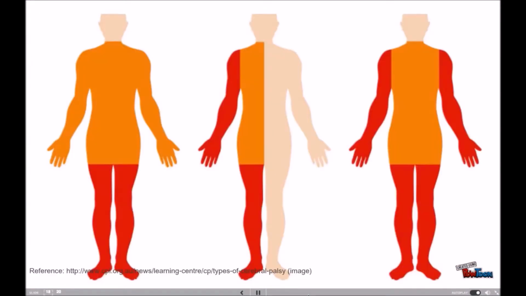There are different ways that the body can be affected in cerebral palsy. Diplegia involves muscle stiffness that predominantly affects the legs, with the arms being affected to a lesser extent. Hemiplegia involves the inability to accurately move the arm and leg on one side of the body.